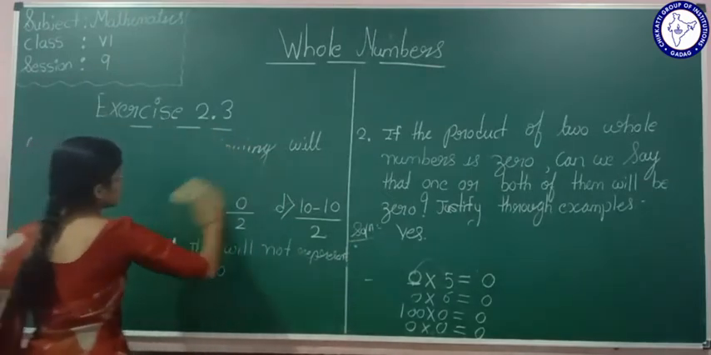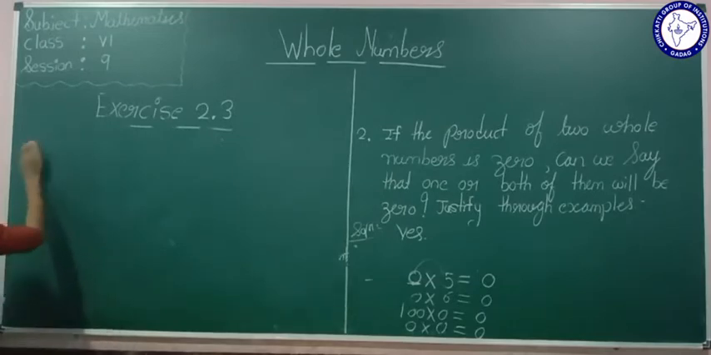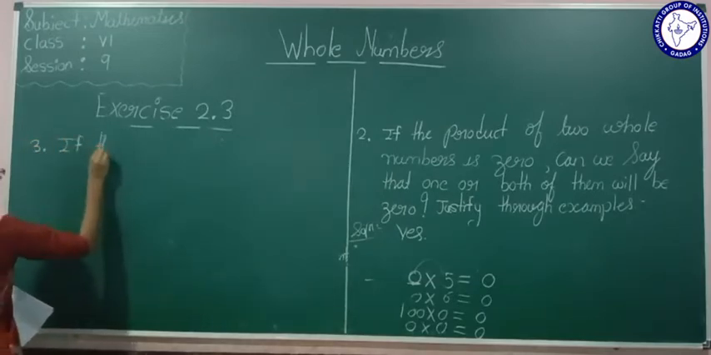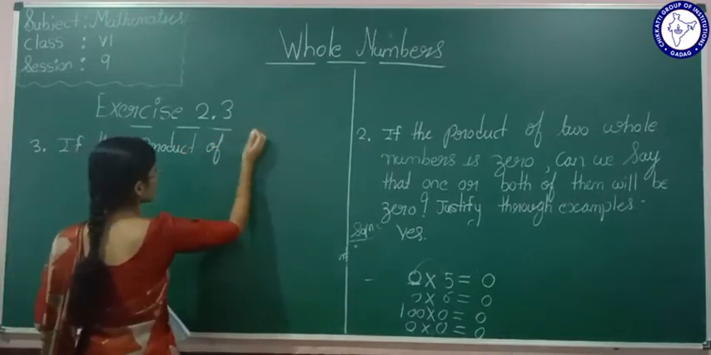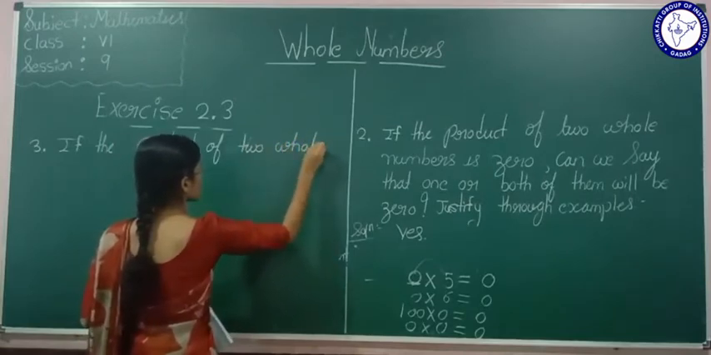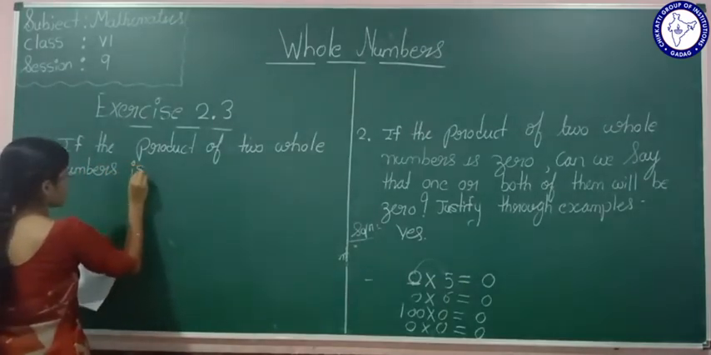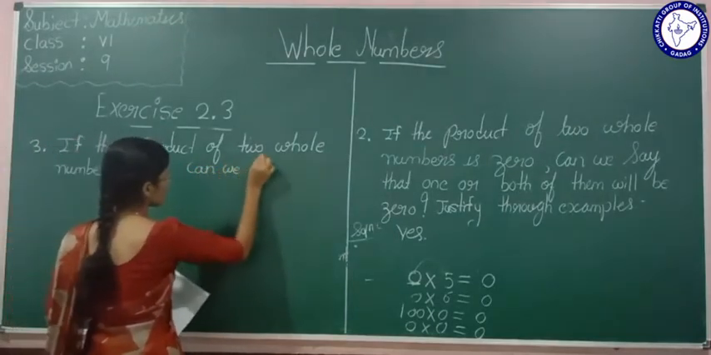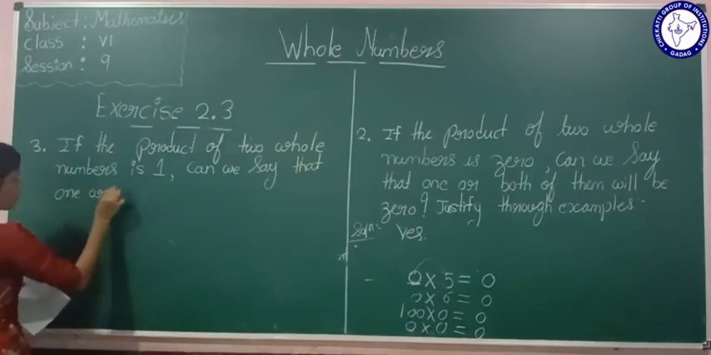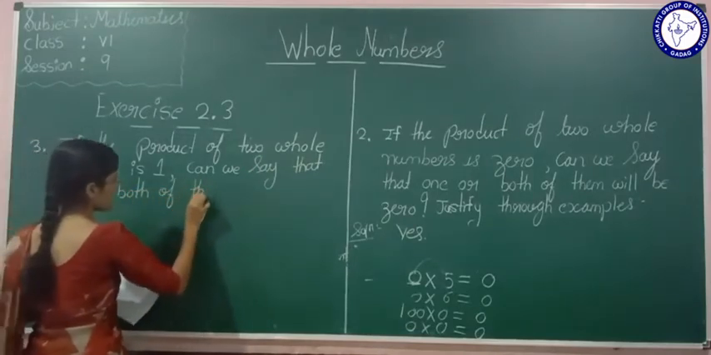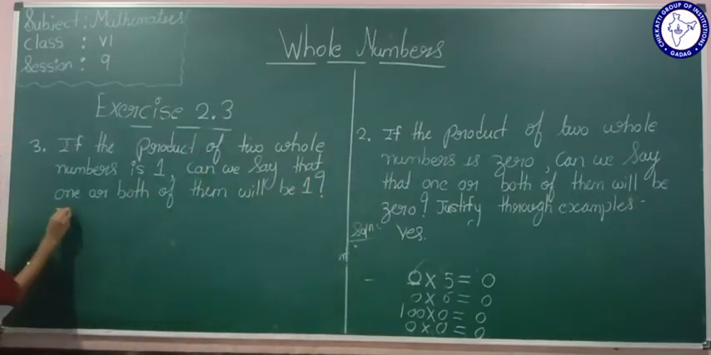Now you will see the third question. Third one: if the product of two whole numbers is 1, can we say that one or both of them will be 1? Justify through examples.